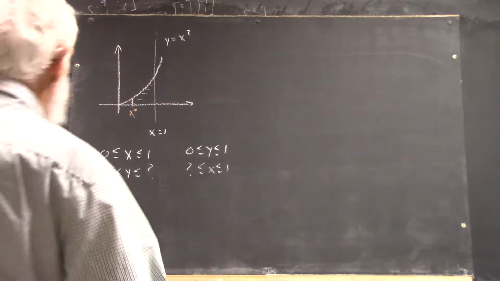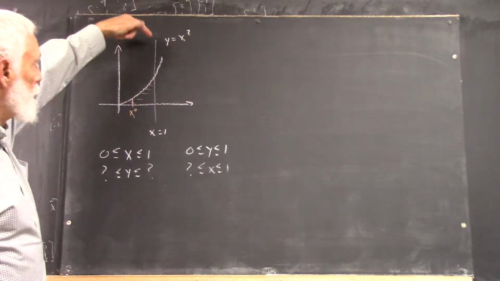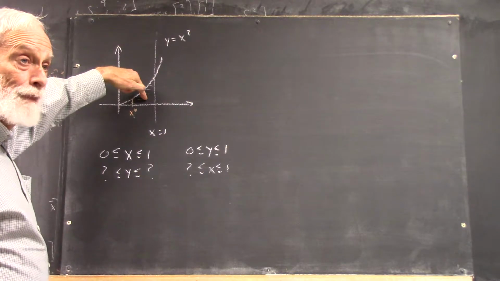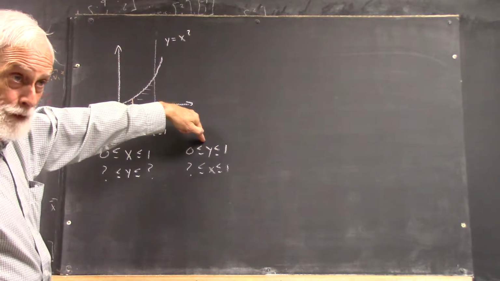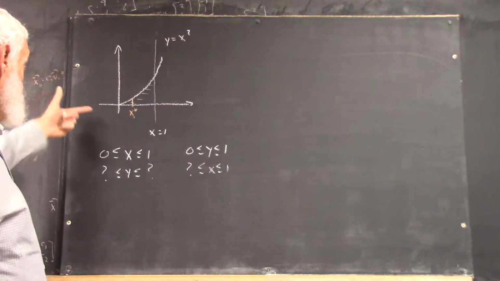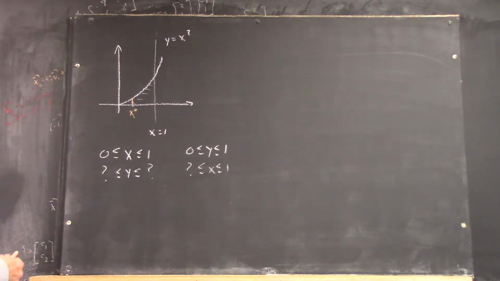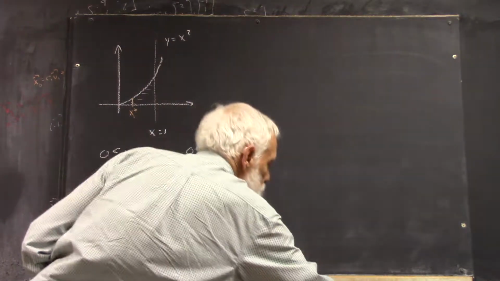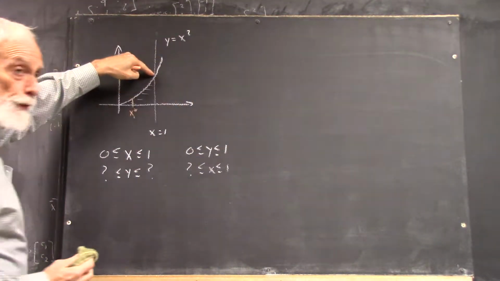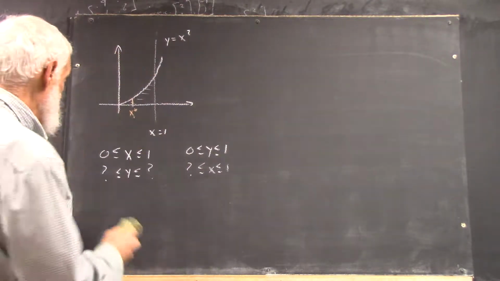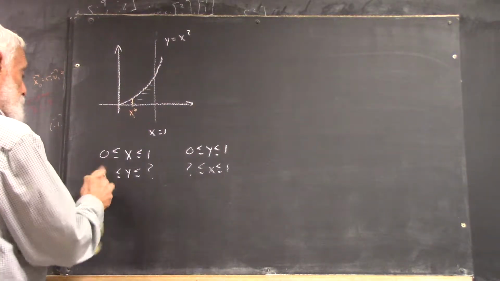Okay, so let's just warm up here by describing this region by x cross sections and by y cross sections. Okay? So for x cross sections, x is going to go from 0 to 1, because of course this is the point (1, 1), and that should be totally obvious. I believe it is.